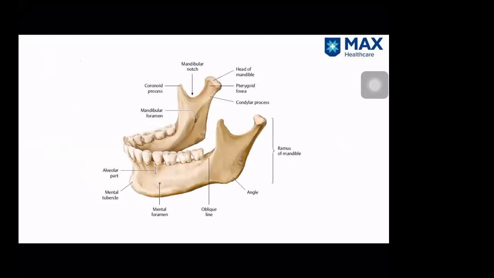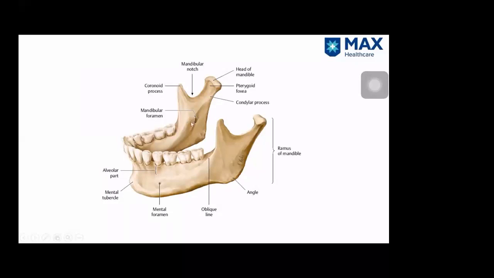Talking about the bony structures, as you can see out here, this is the ramus of the mandible. The ascending part is the ascending ramus. This is the condyle. This is the mandibular notch or the sigmoid notch. This is the coronoid process. Here are the teeth and the occlusal surface.